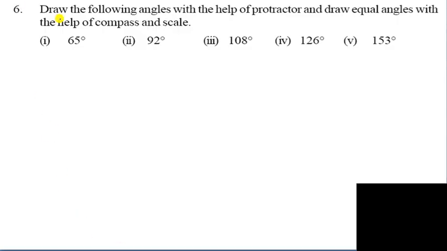Bisect this angle. How can we bisect? With the help of compass. Let us see here. So now you can draw an arc like this, and once again from here you can draw this type of arc like this. Now remove the compass and draw a line segment from B to this point, and draw equal angles with the help of compass and scale. So that is the two questions.